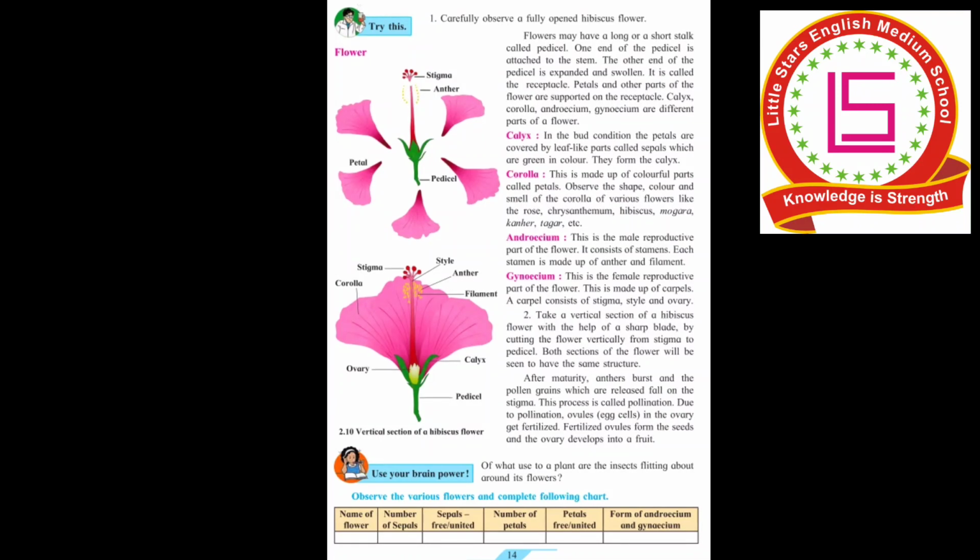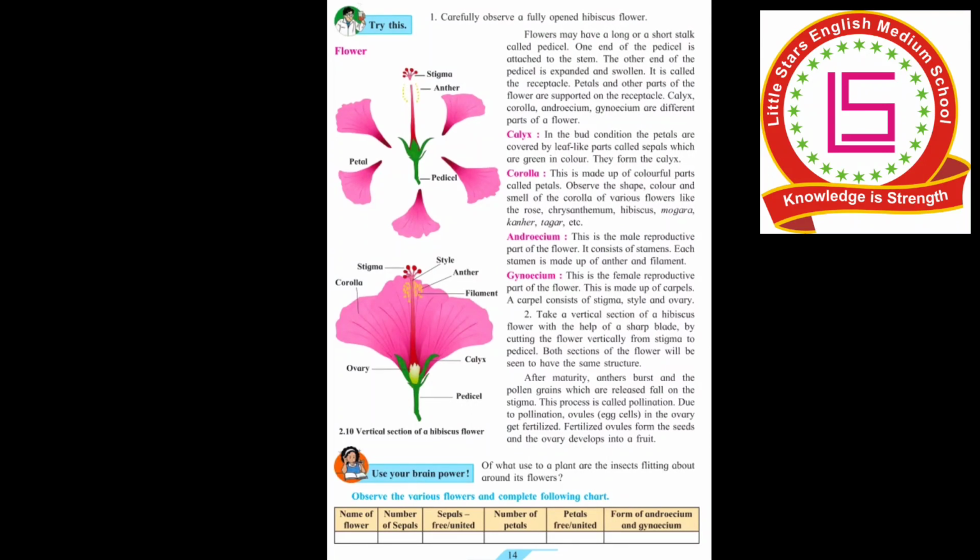Next is gynoecium. Gynoecium is the female reproductive part of a plant. It is made up of carpels. A carpel consists of stigma, style and ovary. See, all these three parts are shown in the picture.